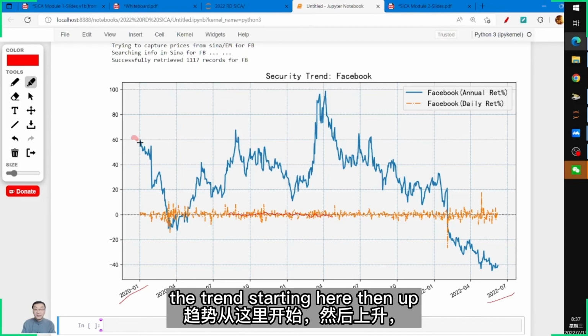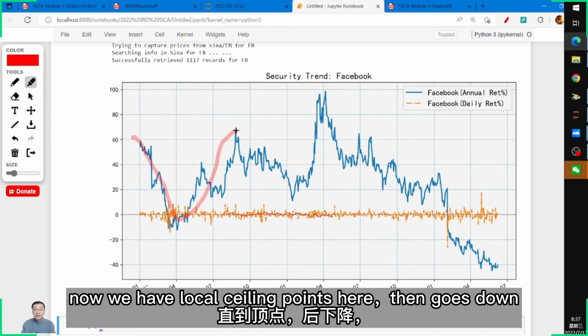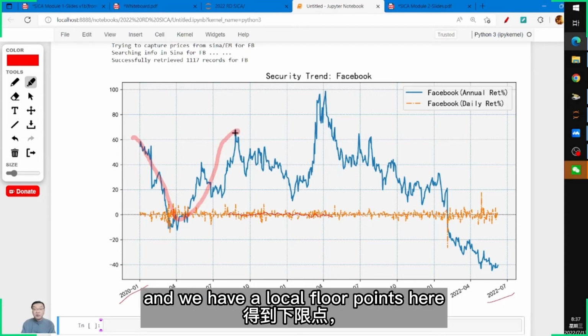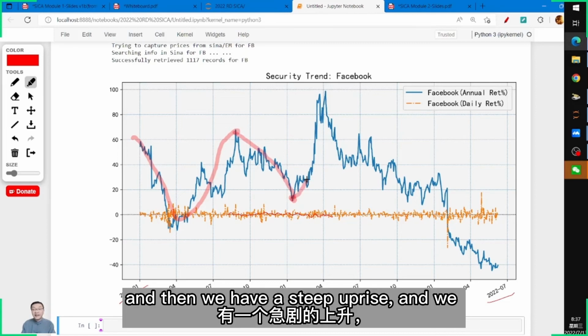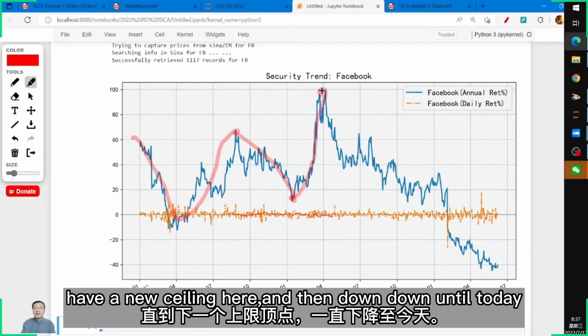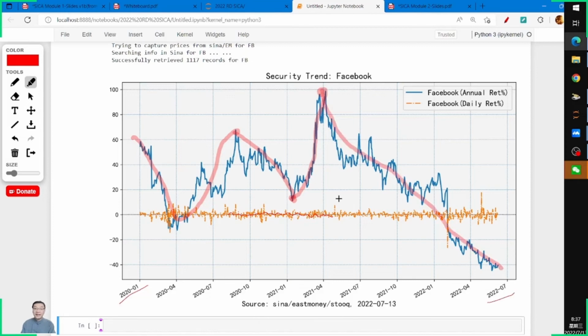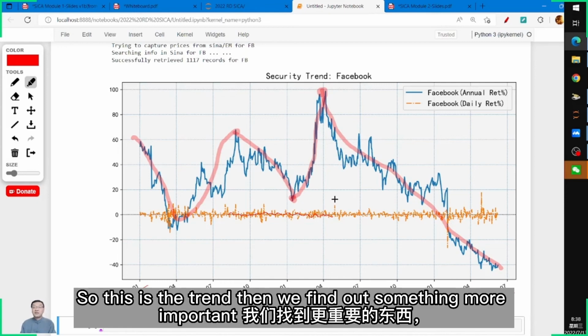The trend starts here, then goes up. Now we have local ceiling points here, then it goes down. Then we have local floor points here. And then we have a steep uprise. And we have a new ceiling here. And then down, down, down, down, down, until today. So this is the trend.